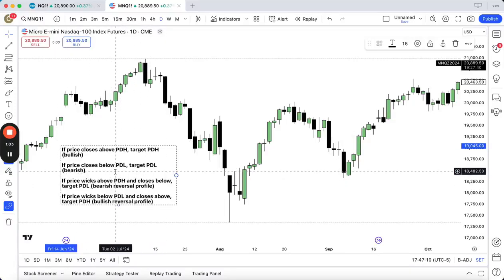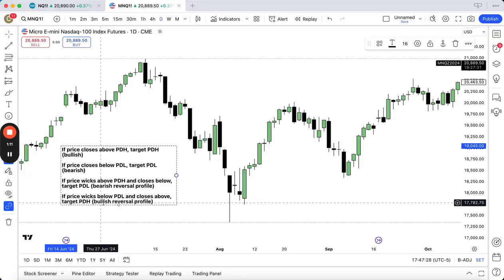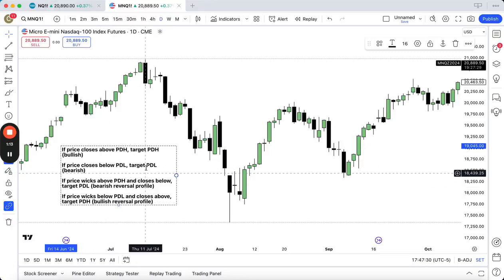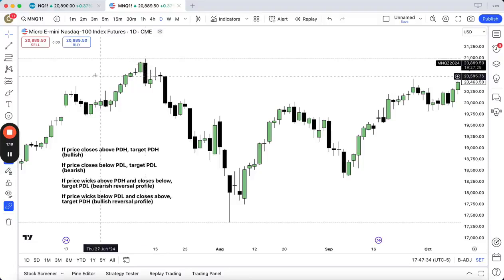If price wicks above previous day high and closes below, target previous day low, that is a bearish reversal profile. And if price wicks below previous day low and closes above, target previous day high, that is a bullish reversal profile. I am on the daily time frame here. This all is on the daily time frame. Let me just show you what I'm talking about.